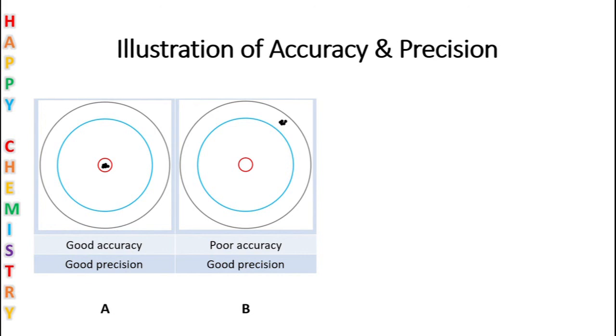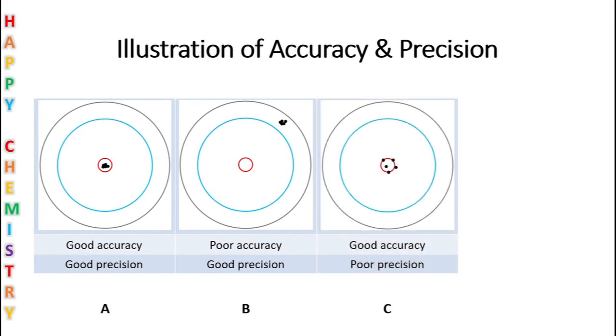Dashboard C has all the dots around the target. Therefore, they can be considered close enough to the true value. However, they are not close enough to each other. That means the dashboard is an example of good accuracy and poor precision.